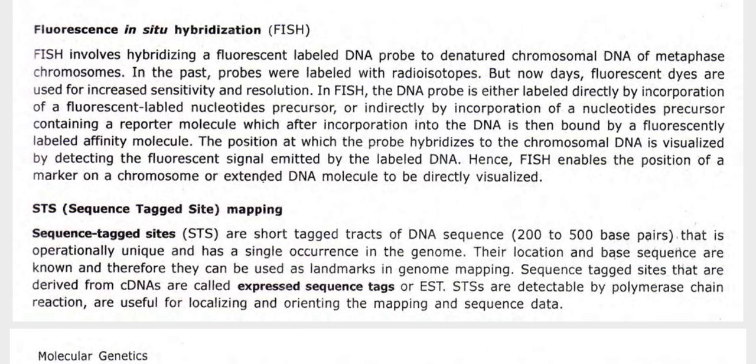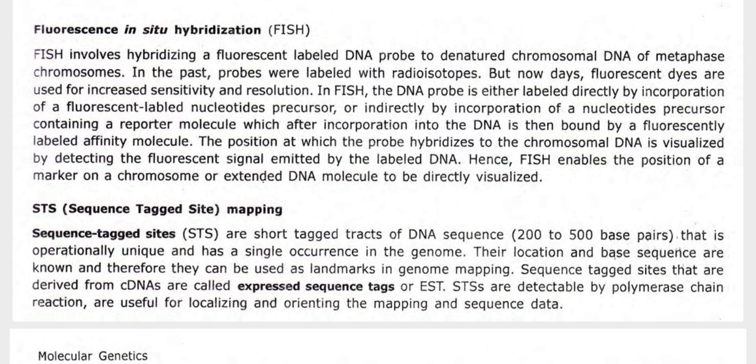In FISH, the DNA probe is either labeled directly by incorporation of a fluorescent labeled nucleotide precursor or indirectly by incorporation of a nucleotide precursor containing a reporter molecule, which after incorporation into the DNA is then bound by a fluorescently labeled affinity molecule. The position at which the probe hybridizes to the chromosomal DNA is visualized by detecting the fluorescent signal emitted by the labeled DNA. Hence, FISH enables the position of a marker on a chromosome or extended DNA molecule to be directly visualized.